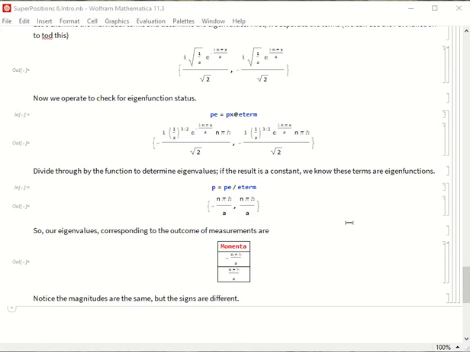Just to summarize, in the case of our momentum measurements, we're going to have two possible outcomes because we have a linear combination of two terms. Here are the two outcomes, negative n pi h bar over a and positive n pi h bar over a. Each of them having the same coefficient has an equal probability, so there's a 50% probability of measuring either one.